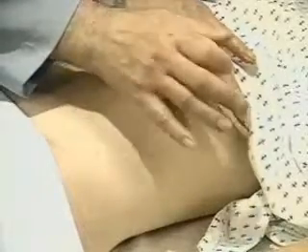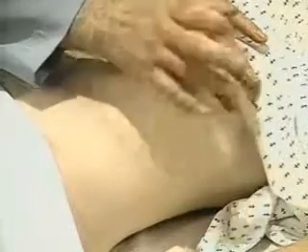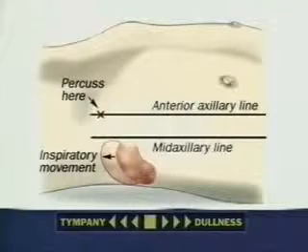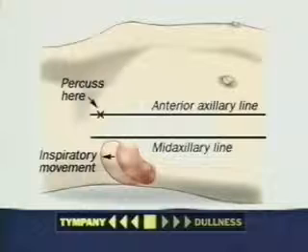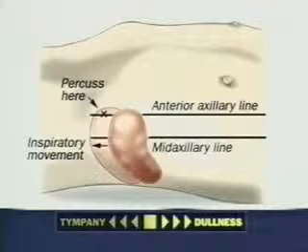If tympany is heard, ask the patient to take a deep breath. All right, now let it out. As you continue to percuss in the same place, when spleen size is normal, tympany usually persists, and the sign is considered negative. An enlarged spleen is then very unlikely. When the spleen is enlarged, tympany often changes to dullness. This is a positive sign.